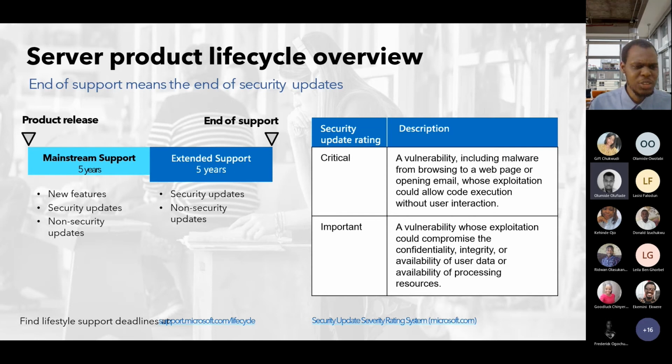Now, in the mainstream support phase, Microsoft will roll out new features, security updates, and non-security patches to the solution as frequently as possible. While within the extended phase, Microsoft only releases security patches and fixes to the solution. At this phase, no new updates will be released. So what does it mean? We are currently in the second phase, which is the extended support phase, and this phase is coming to an end soon.